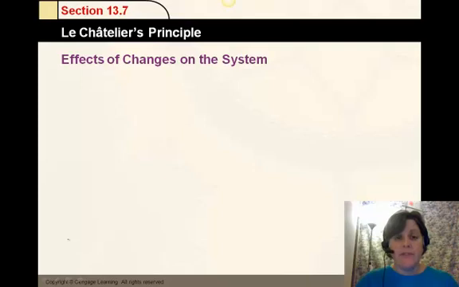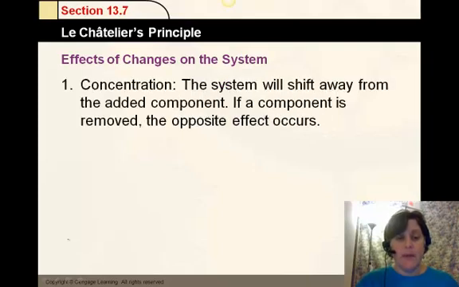There are different effects or stressors on a particular system. One of the effects is concentration. The system will shift away from the added component. If a component is removed, the opposite effect occurs. So if we increase the concentration of a particular reactant, then the reaction will shift towards the products. If we increase the concentration of a product, we'll shift towards the reactant. It's going to do the opposite. If we decrease the concentration, it's going to shift to refill that. So if we decrease the concentration of products, then the reaction will continue to move to the right.